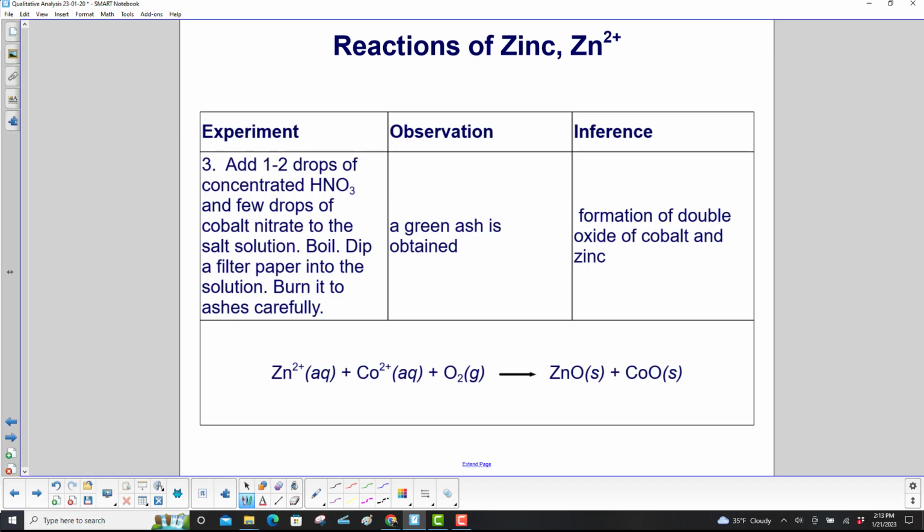3. Add 1 to 2 drops of concentrated nitric acid and a few drops of cobalt nitrate to the salt solution. Boil. Dip a filter paper into the solution. Burn it to ashes carefully. Observation: a green ash is obtained. Inference: formation of a double oxide of cobalt and zinc.